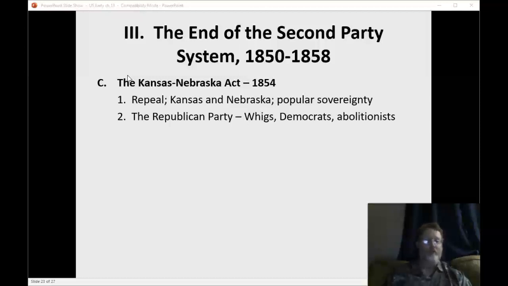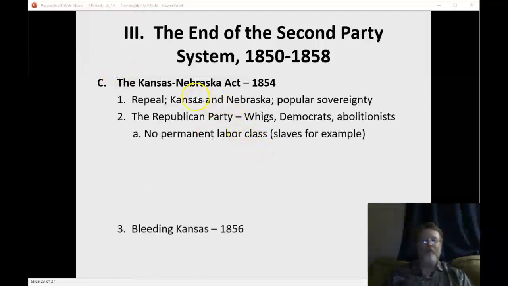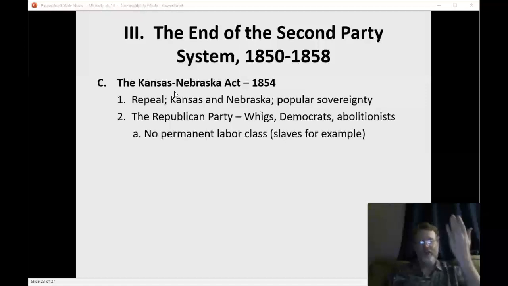This is the creation of the Republican Party. It is against slavery. They advocate no permanent labor class, which of course would be slaves. Their ideals of entrepreneurship, starting your own business, the idea of the self-made man. You're going to take care of yourself. You're going to raise yourself up, be self-made, be free, be independent. All these kind of ideas.